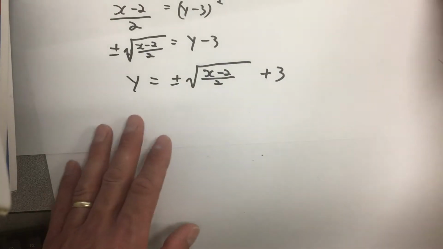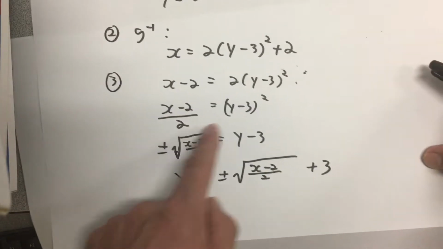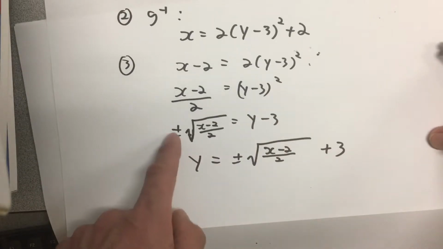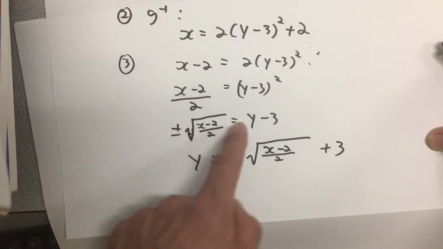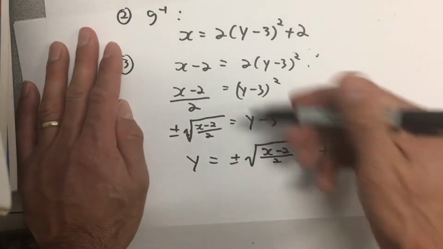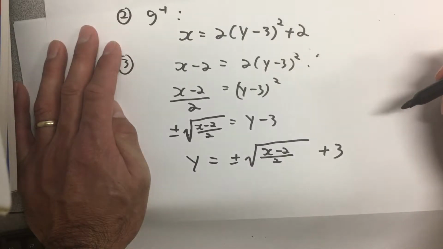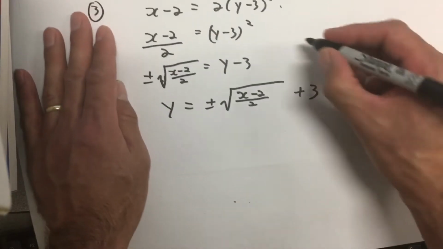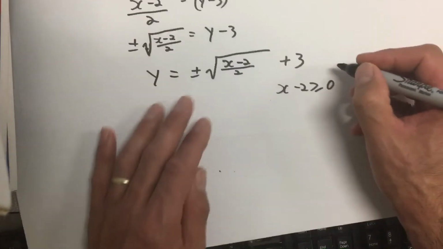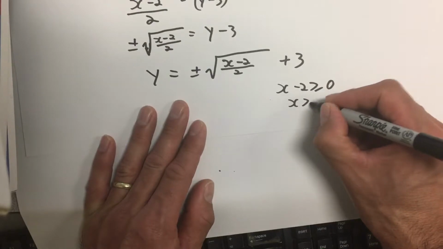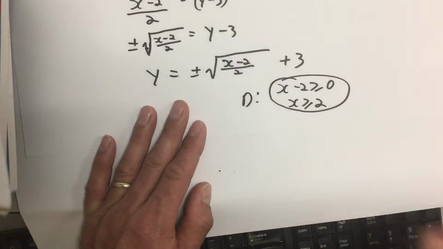So likewise, if (x minus 2) over 2 is equal to (y minus 3) squared, then either the positive or negative of the square root of this quantity in here is equal to y minus 3. Now immediately this brings in the condition that x minus 2 has to be greater than or equal to 0. That is, x minus 2 is greater than or equal to 0, or x is greater than or equal to 2. So that will be a restriction on the domain.